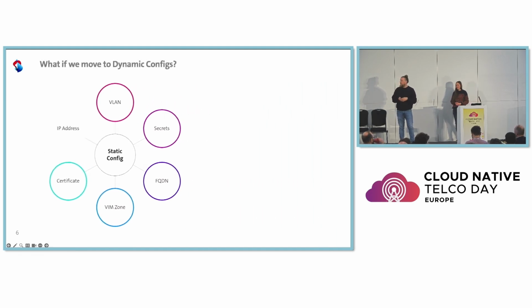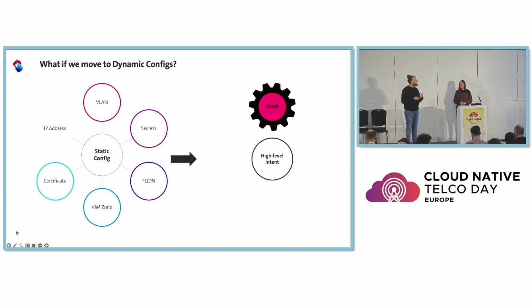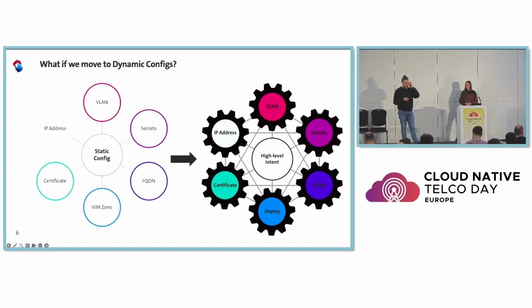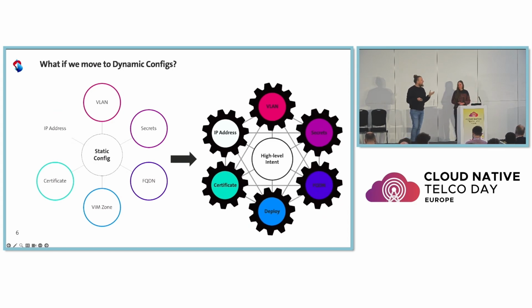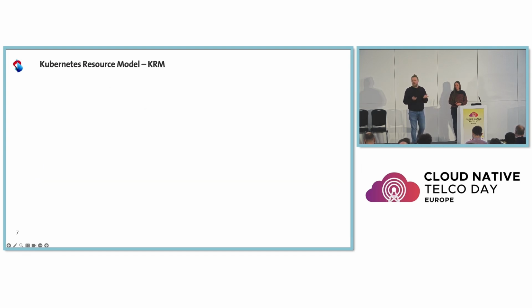So we were thinking, what if we could move to a more dynamic approach, more dynamic configuration, which would start with a high-level intent, which contains only the necessary information you need, and then you have a system that surrounds it, which is able to actually figure out all the details on its own. So that would be a rather dynamic approach, and we think for us that's about adopting the Kubernetes resource model. We really think that KRM can help us on achieving that.